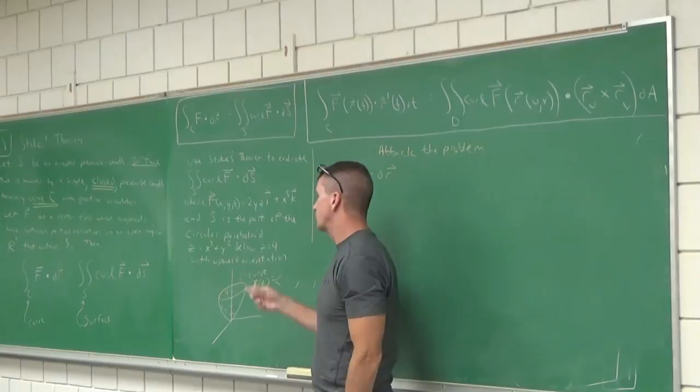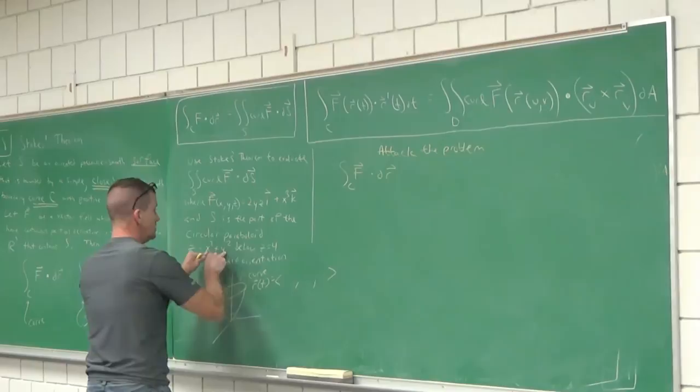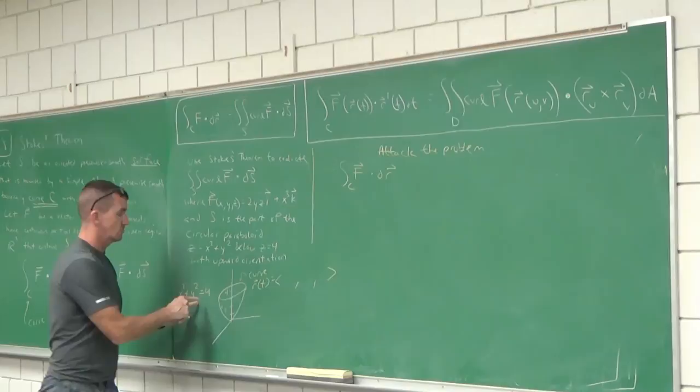Brilliant. You all know the radius is 2. Now, how do they know this? They're setting this equal to that. They're looking at the equation of that circle. So I'm going to go off the left here. They realize when this meets this, x squared plus y squared equals 4. That means the radius of this circle is 2.